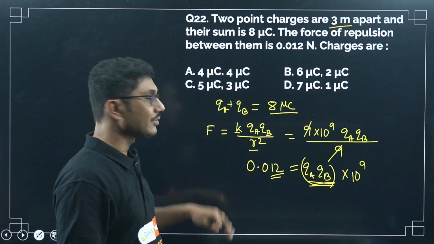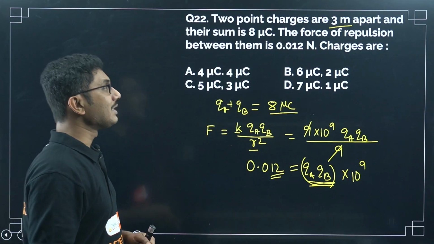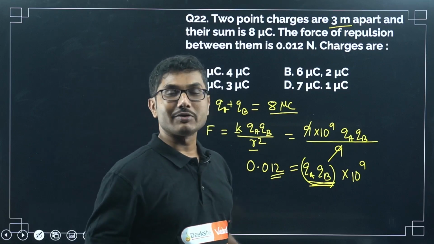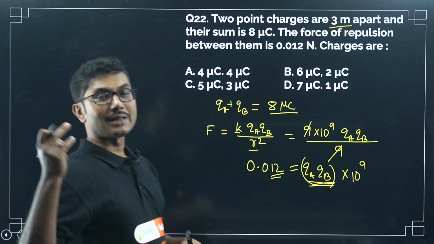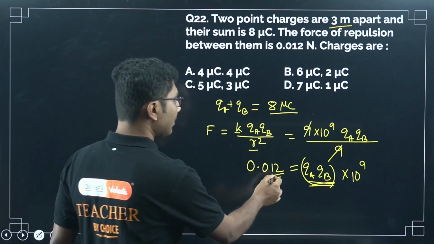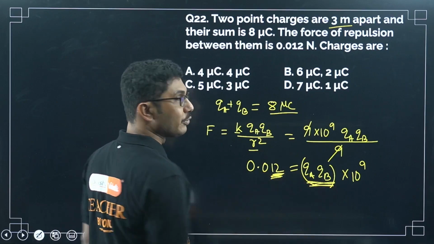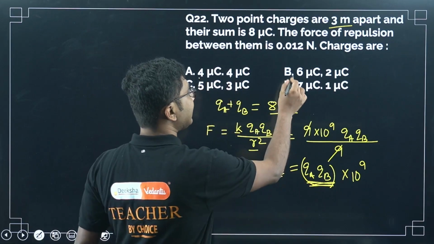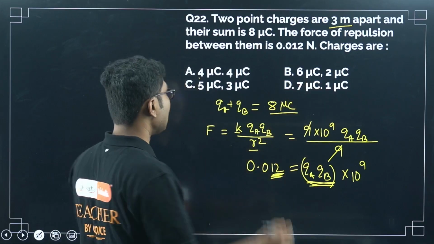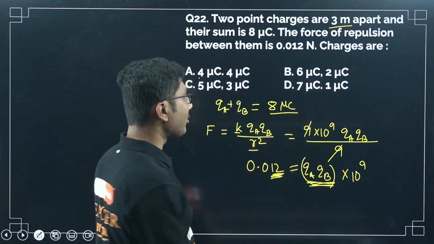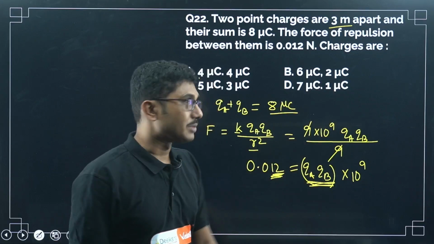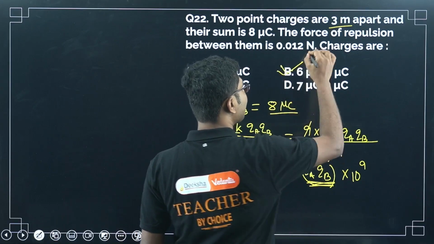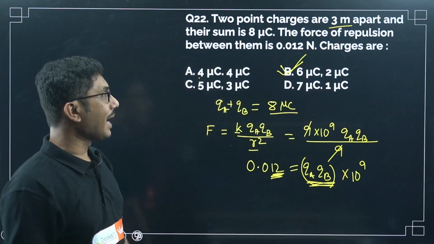In a KCET level question there is always a possibility that you might find a logical reasoning, a logical answer, with which you can answer the question quickly. So here 12 is the product of QA and QB. 4 4s are 16, not possible. 6 2s are 12, that is possible. 5 3s are 15, not possible. 7 1s are 7, not possible. So the only logical answer is 6 microcoulomb and 2 microcoulomb.